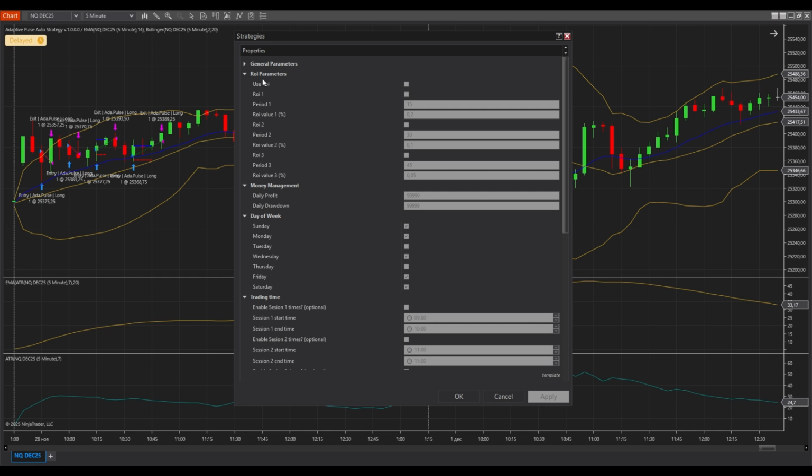ROI 3, period 3, and ROI value 3 define the third level. If enabled, the strategy exits based on these parameters after period 3 bars.